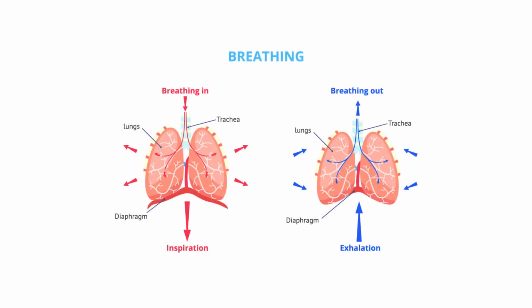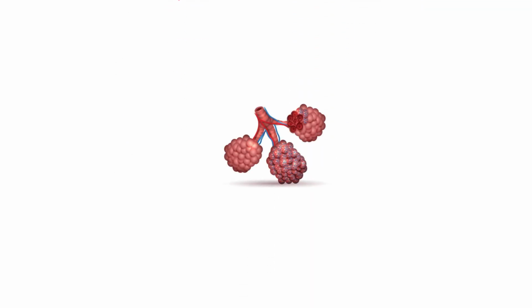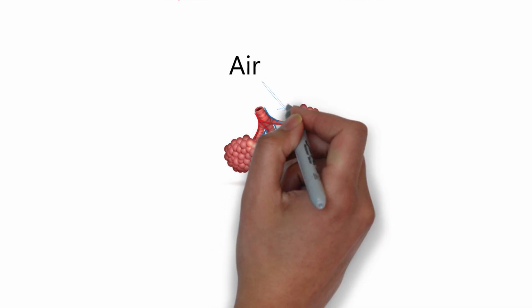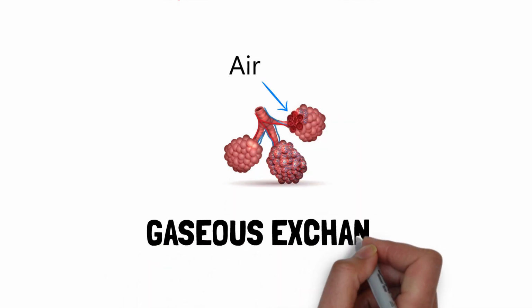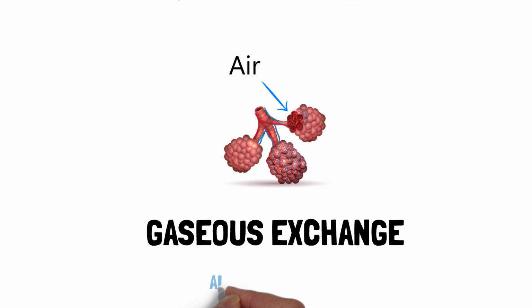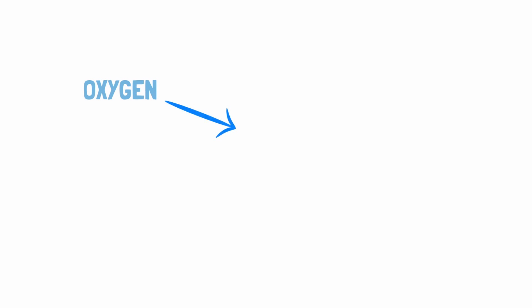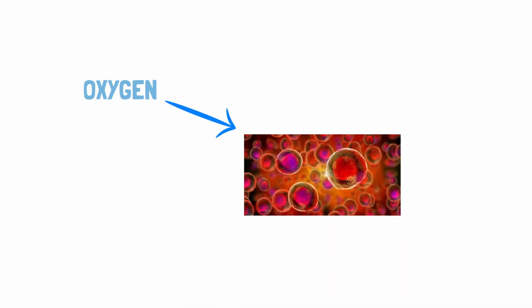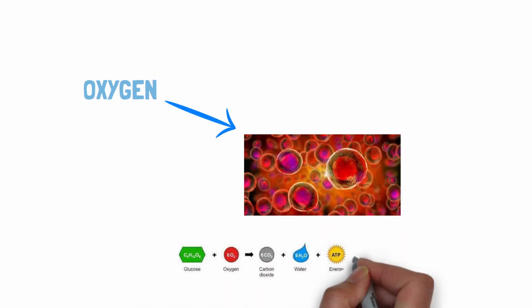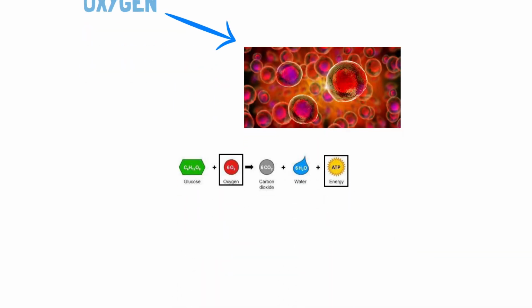Breathing is the first process of respiration. It is the movement of gases in and out, and is also called ventilation. When air arrives at the alveoli, the second process takes place, which is known as gaseous exchange between air and blood. Now the third process takes place, known as cellular respiration, in which oxygen goes to all the cells of the body and glucose breaks down in the presence of oxygen. As a result, we get energy.